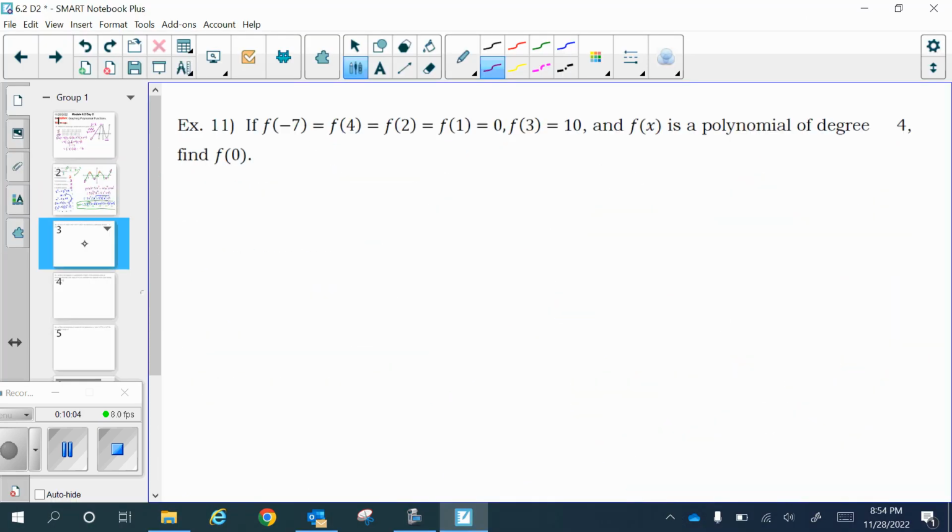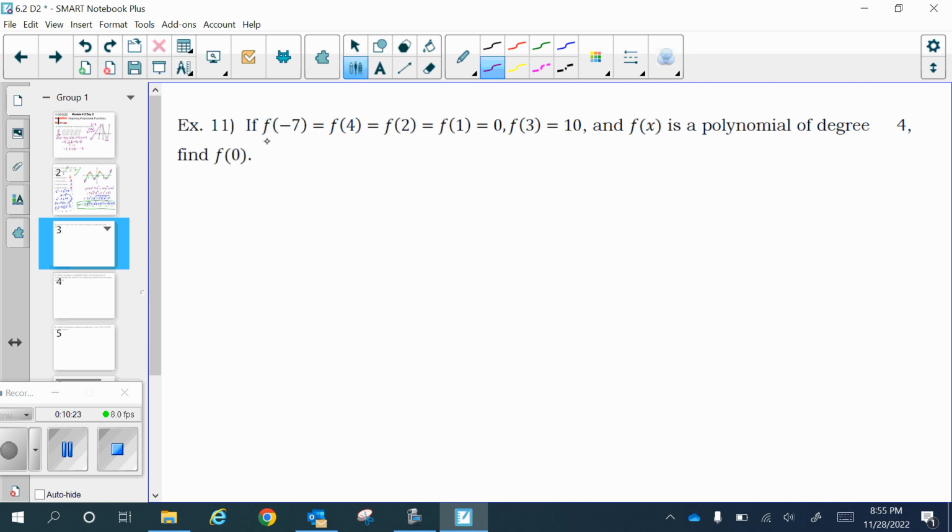Now, example 11. I'm told that if f of negative 7 equals f of 4, which equals f of 2, which equals f of 1, and that all equals 0, and f of 3 equals 10, and I'm told f of x is a polynomial of degree 4, find f of 0. So let's break this up part by part.